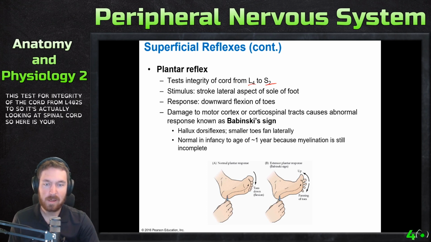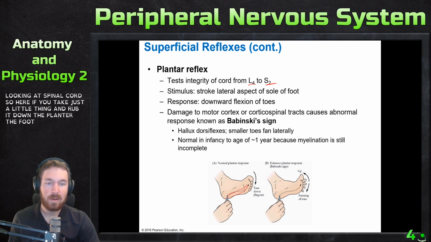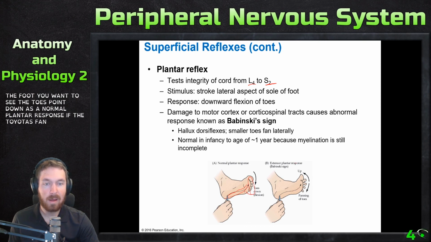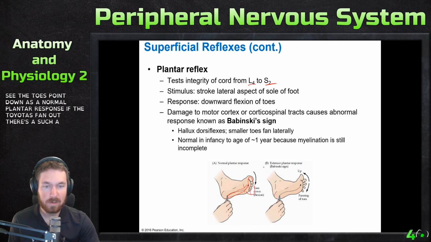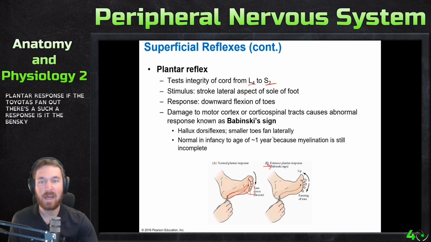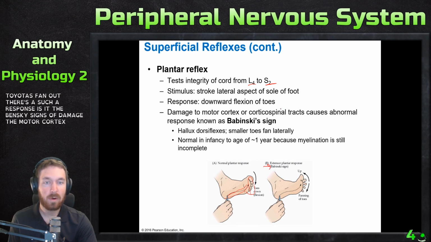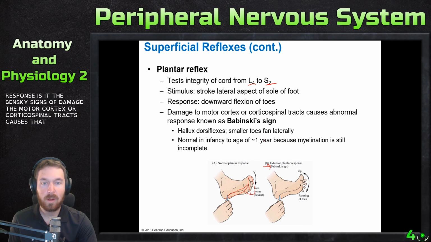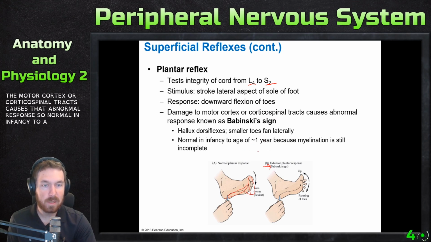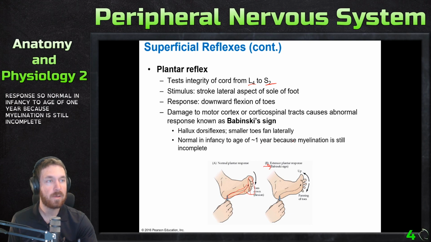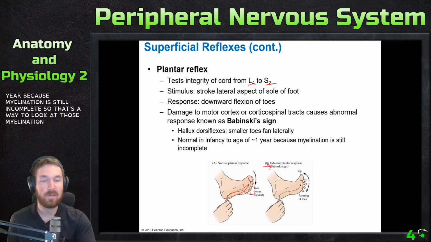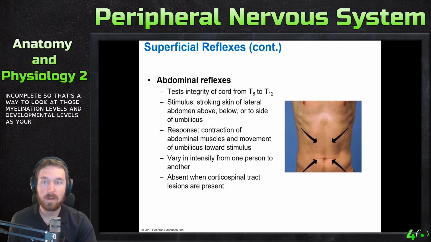So here, if you take just a little thing and rub it down the plantar of the foot, you want to see the toes point down. That's a normal plantar response. If the toes fan out, that response is a Babinski sign. So damage to motor cortex or corticospinal tracts causes that abnormal response. It's normal in infancy to the age of 1 year because myelination is still incomplete. So that's a way to look at those myelination levels and developmental levels as you're growing.